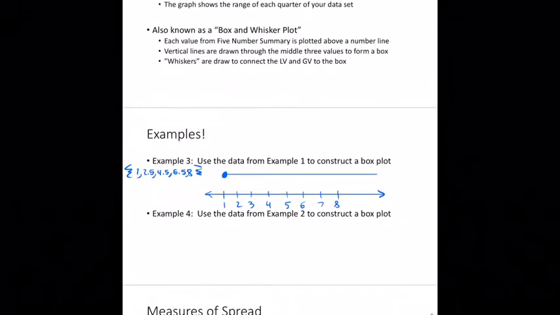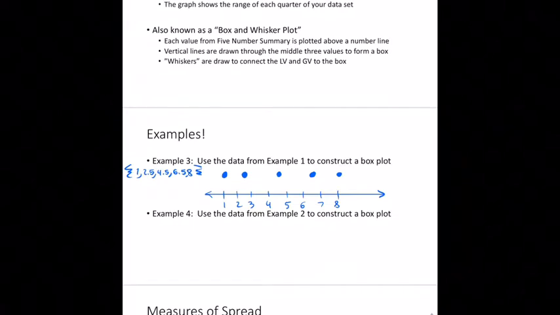So 2.5 is going to be right here. 4.5 is going to be right between 4 and 5. 6.5 is going to be right between 6 and 7. And 8 is obviously right above 8. Okay, now I get rid of that line. Okay, and I've got 5 evenly spaced dots.